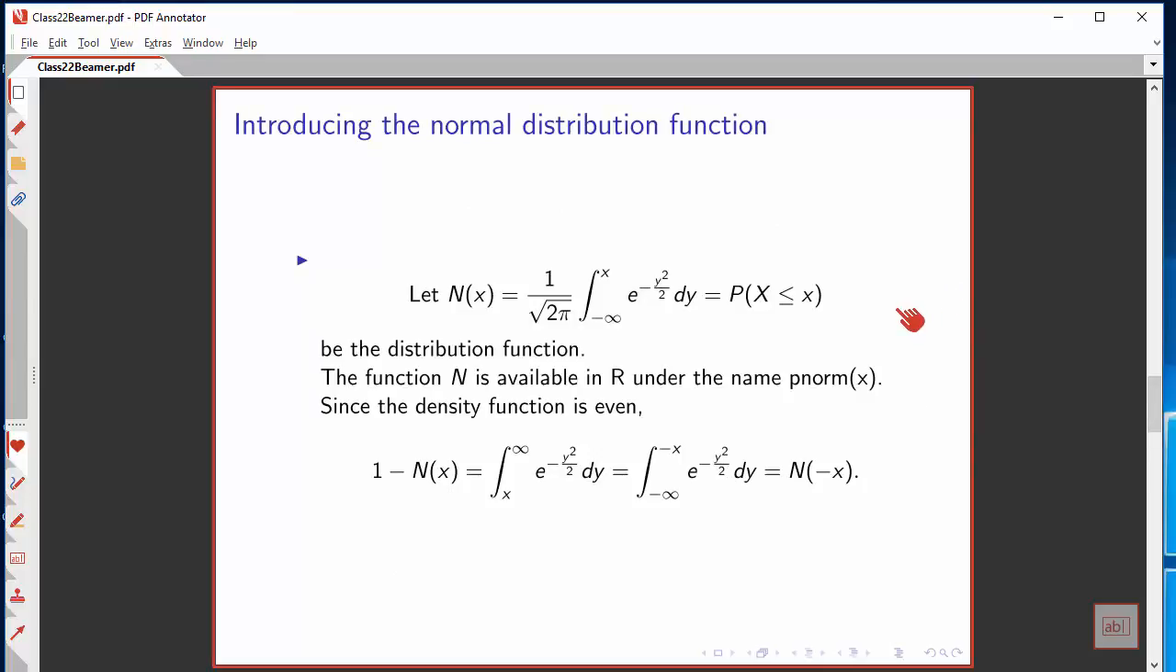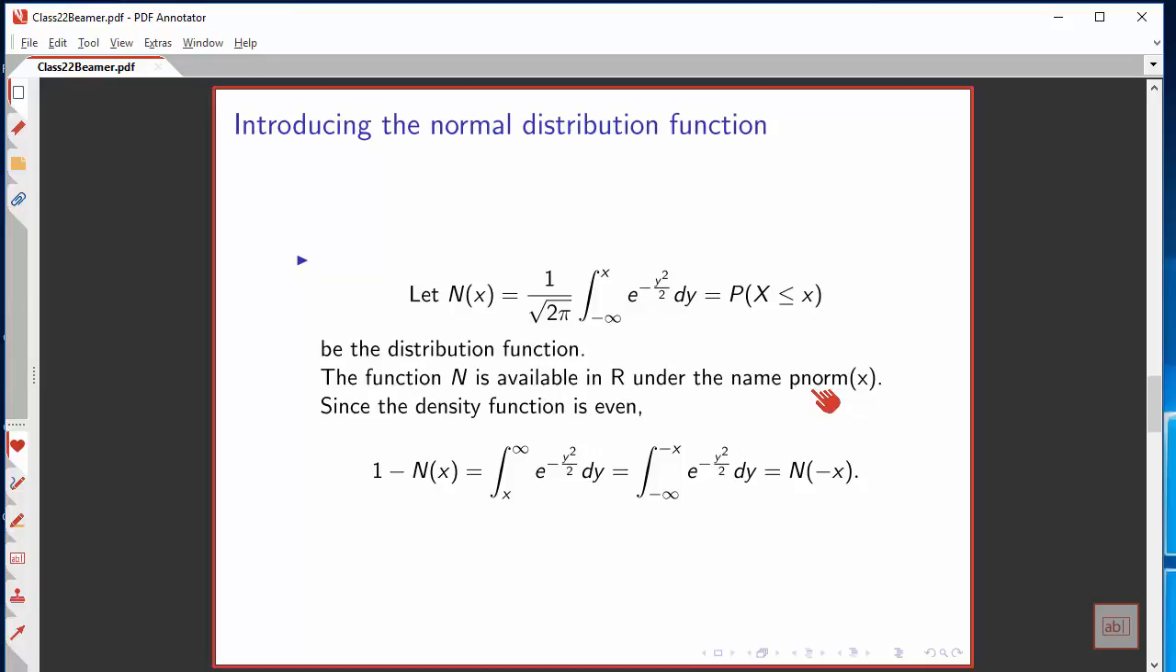Now let me introduce a bit of terminology. I need a name for the function that specifies when a normally distributed random variable with expectation 0 and variance 1 has a value less than some real number, little x. Deneen calls this function capital N of x, and so will I. It's the integral of the density function from minus infinity up to x.